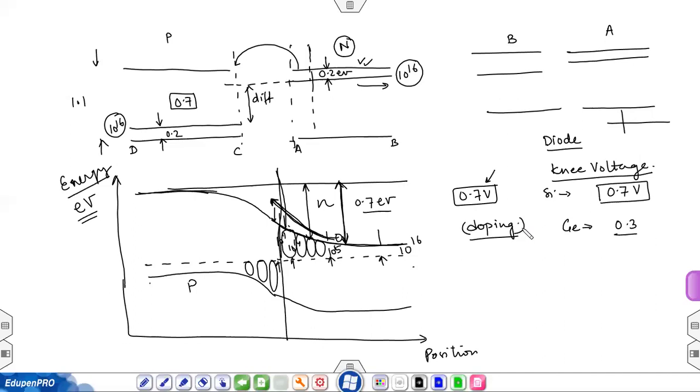Increase. If you increase the doping, this will go very close to the conduction band, and this will also come very close to the valence band. So the difference between the two Fermi levels is further increased, and if that increases, the built-in potential also increases. If this increases, you will have more knee voltage. You will require more voltage to start the movement of the electron. I hope many things got cleared.